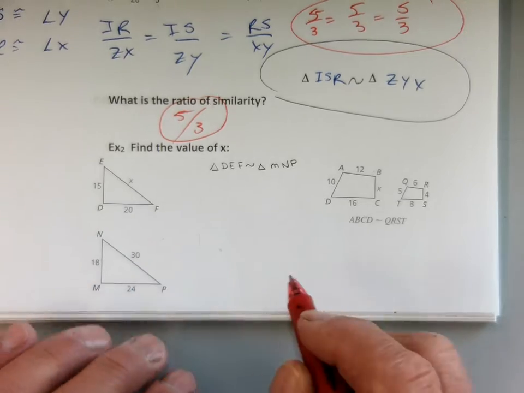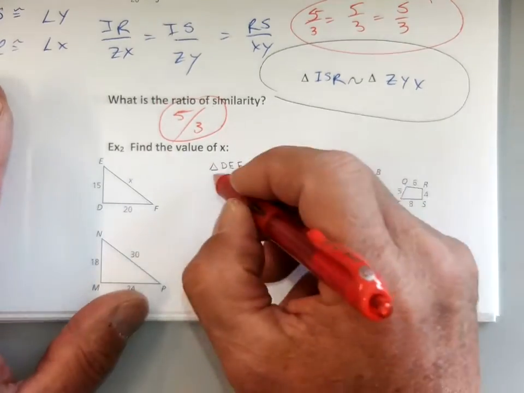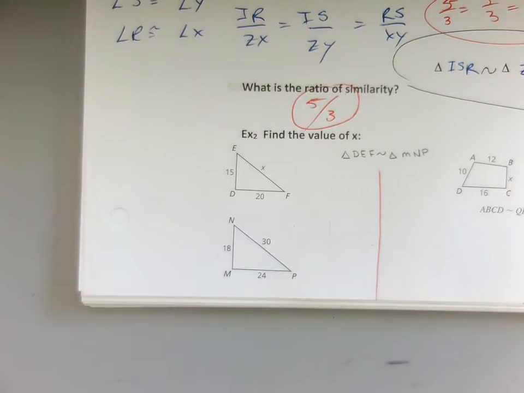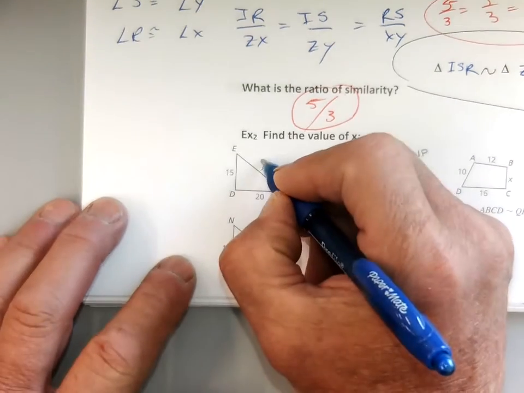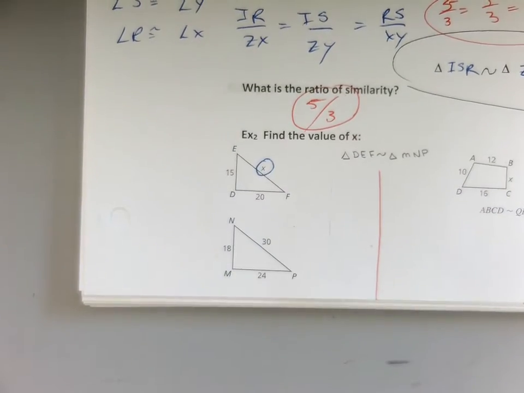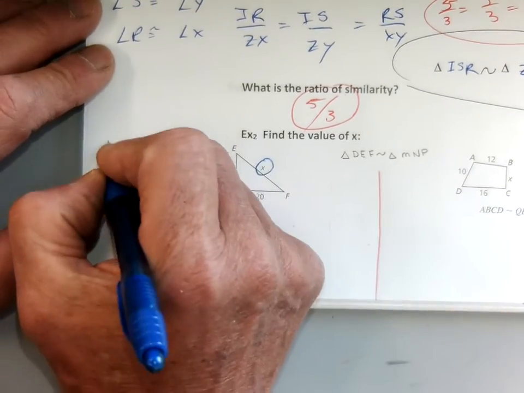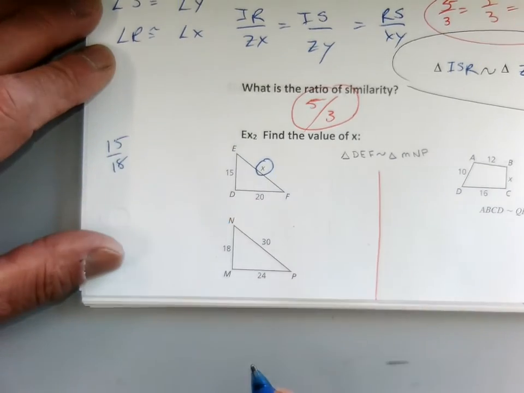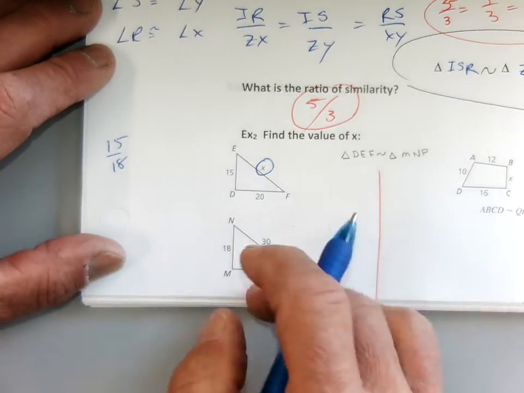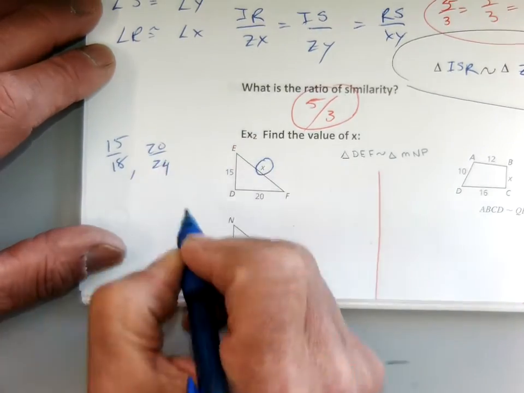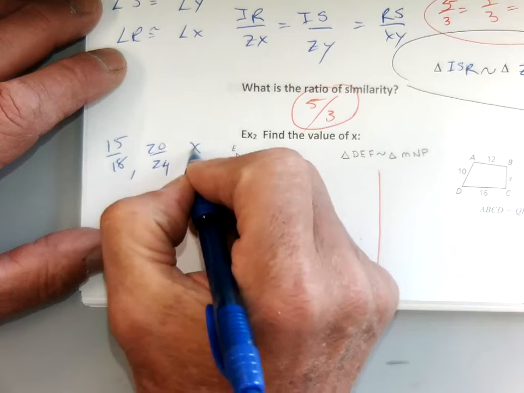I've got two different things. Let's do this. We've got two different problems, okay? So let's do the first part, because the first part's really easy. So if they're similar, and I want to find x, I'm just going to match them up. I could say 15 goes to 18, and 20 goes to 24, and x goes to 30, right?